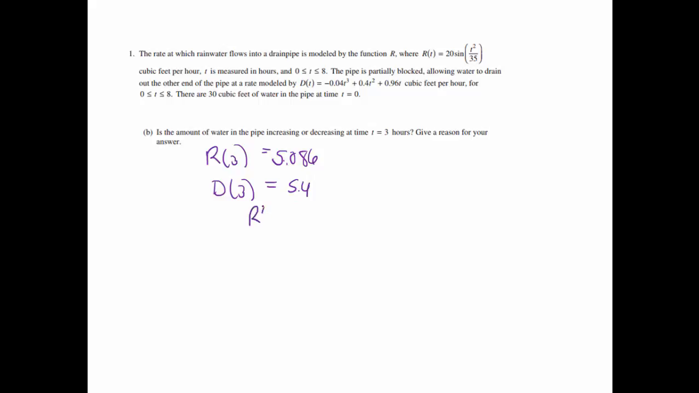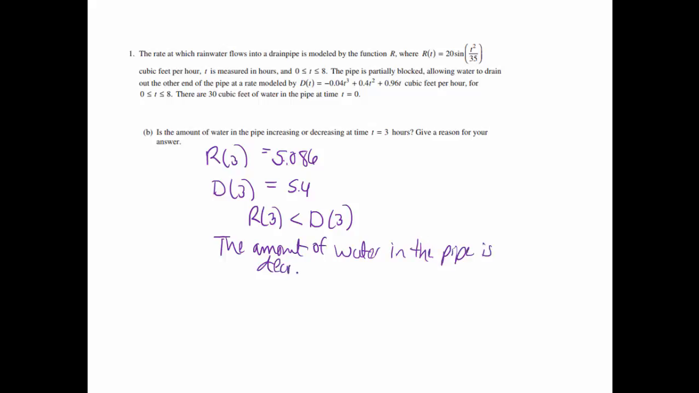So I notice that the water coming in is less than the rate at which the water is coming out, which means more water is coming out. So the amount of water in the pipe is decreasing at t equals 3, and my reasoning was because R of 3 is less than D of 3.